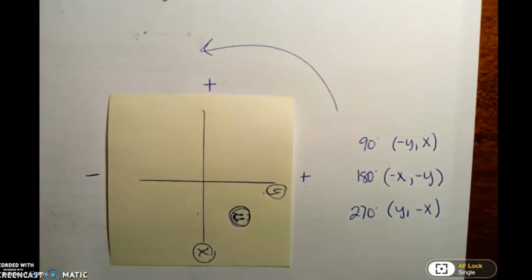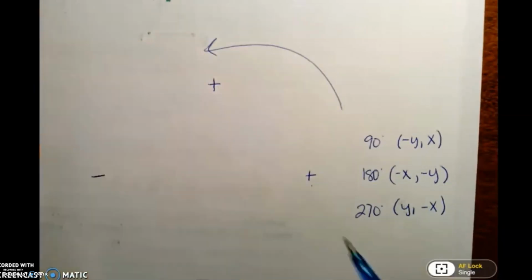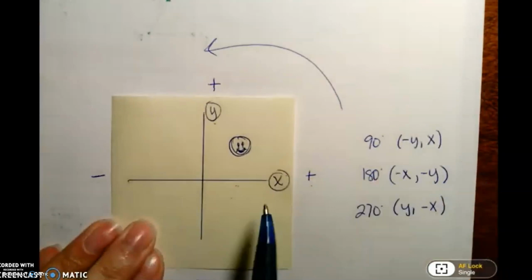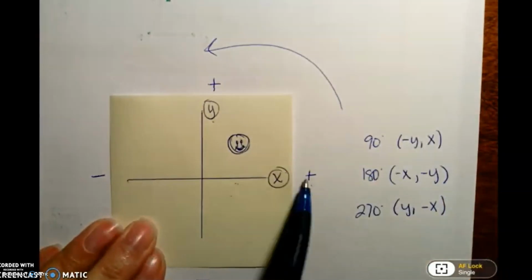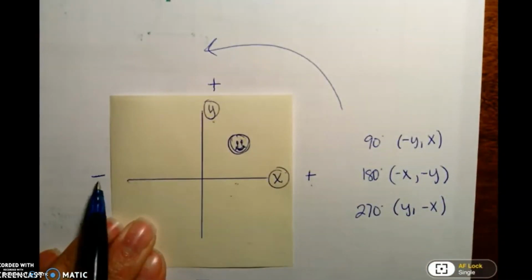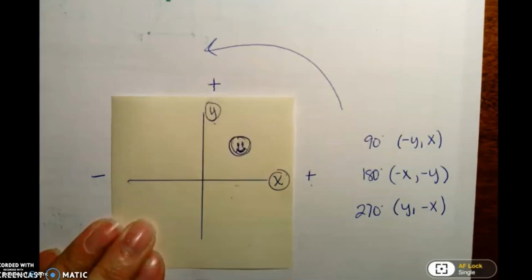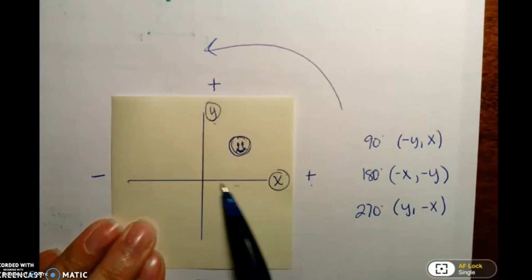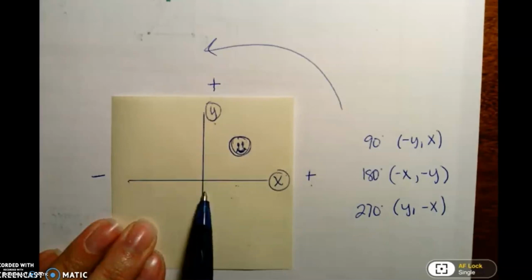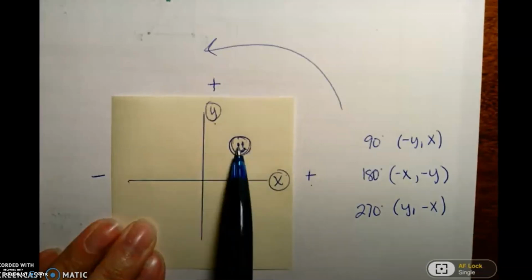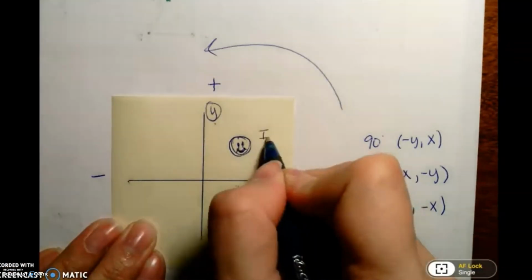And there is how you can get your rules without thinking too hard. You can draw your little picture and kind of rotate it. So again, you started off with your normal coordinates: positive over here on the right, negative over here on the left, positive for up, negative for down, x-axis is horizontal, y-axis is vertical, and then I just put a smiley face in that first quadrant.